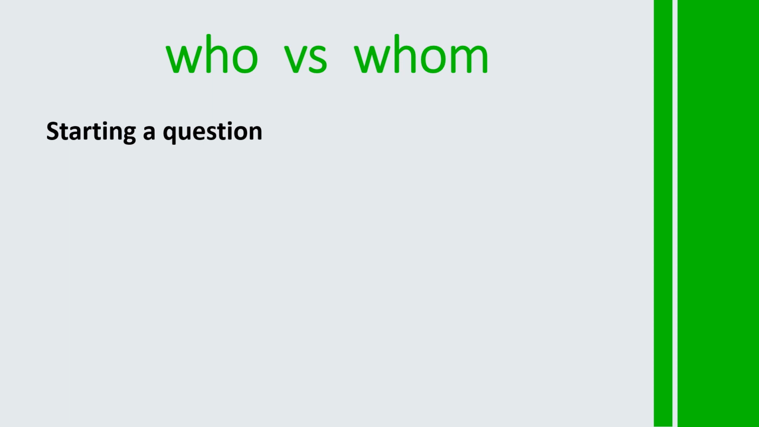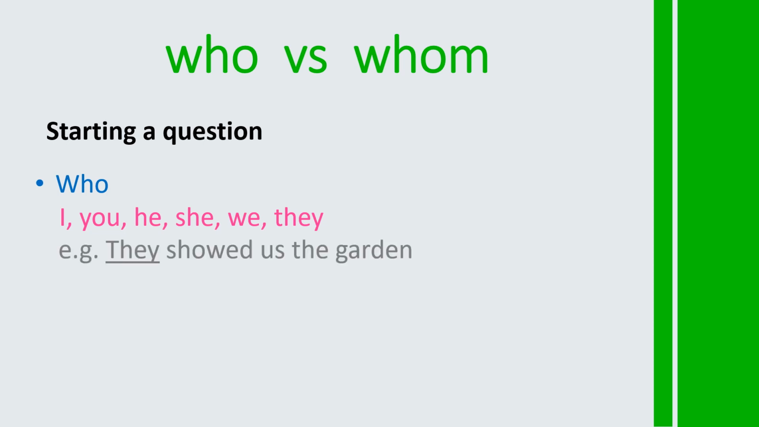What about starting a question with who or whom? Subject and object pronouns matter here too. Like who, subject pronouns are the ones you use to talk about the doer. Subject pronouns being I, you, he, she, we, they. They are the pronouns that do the action. For instance, they showed us the garden. They did the action. They did the showing. So that's a subject pronoun.